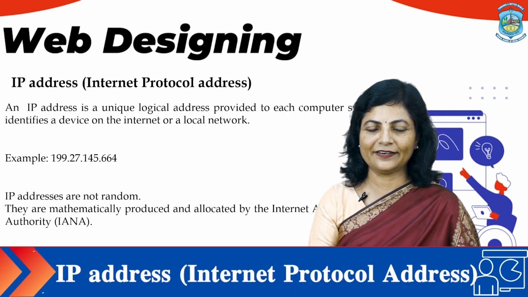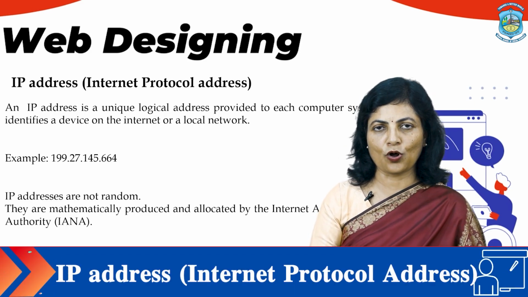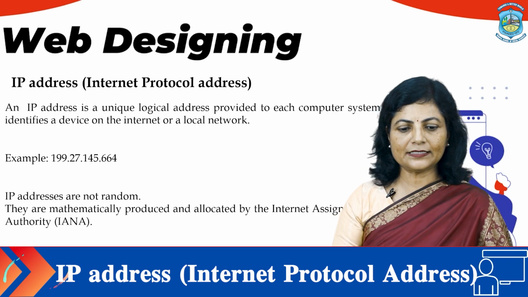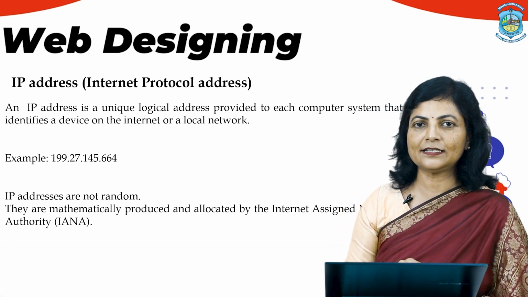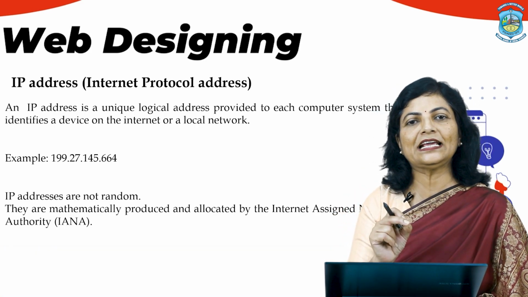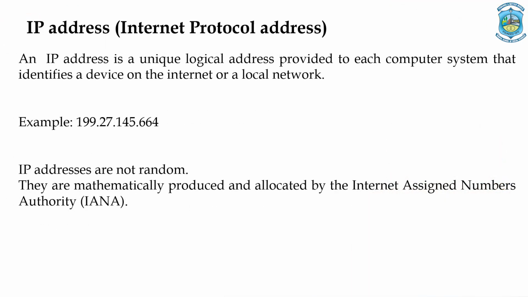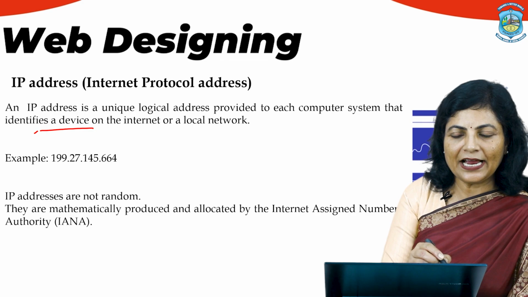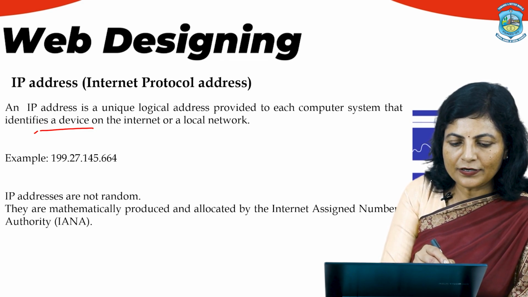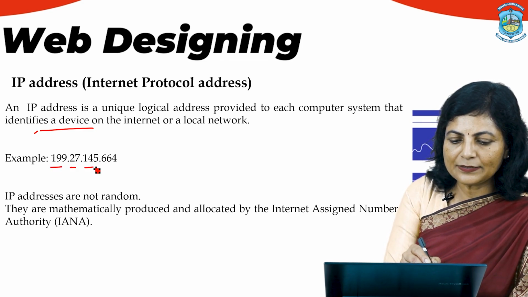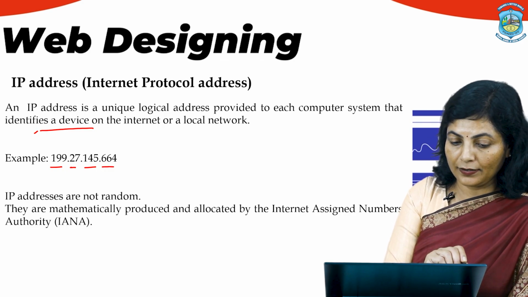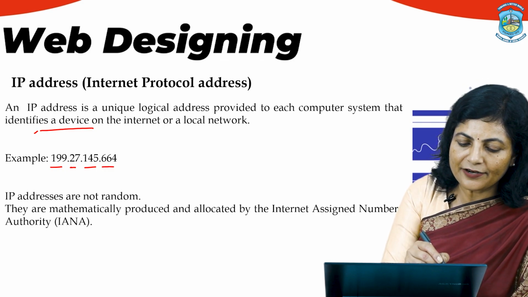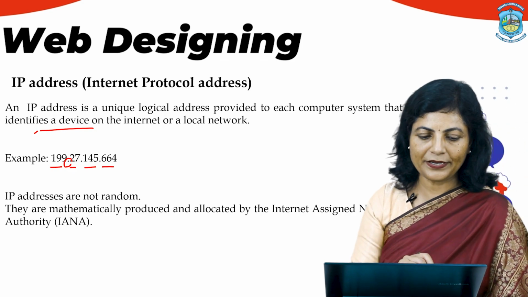Next is IP address, that is Internet Protocol address. An IP address is a unique logical address which is provided to each computer system that identifies a device on the Internet or a local network. You can see the example of an IP address here, which consists of a number series. In this particular example, you can see the 4 different segments separated with a dot or a period.